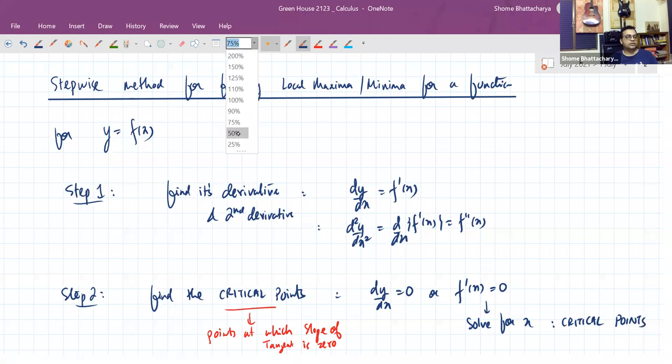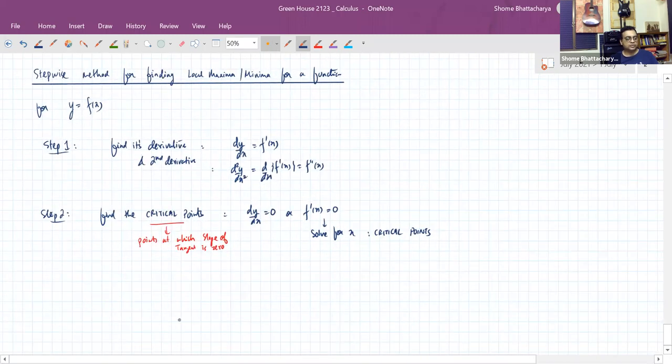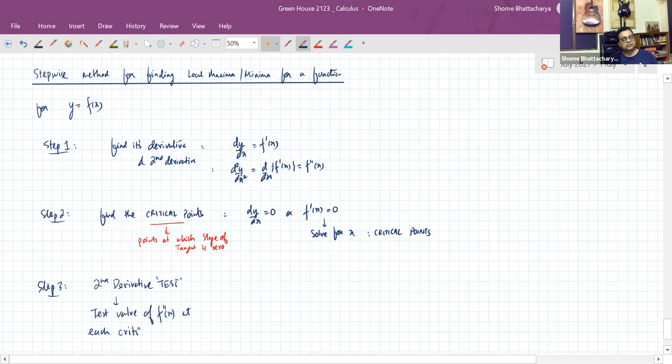And finally, we need to find out which of the critical points has local maxima or which of them has local minima. Okay, so third step. This is called the second derivative test. Because what we do is we test the value of the second derivative at each of the critical points. So let's say these critical points are A, B, C, etc. Suppose.